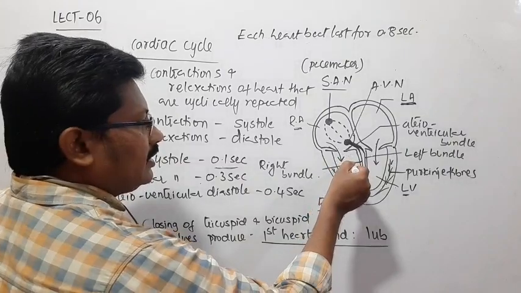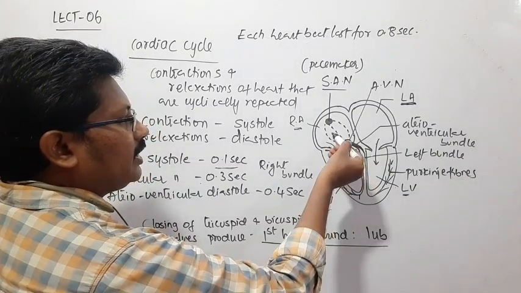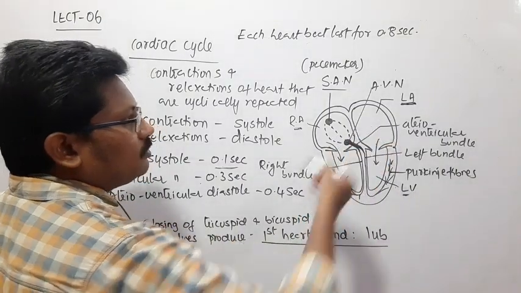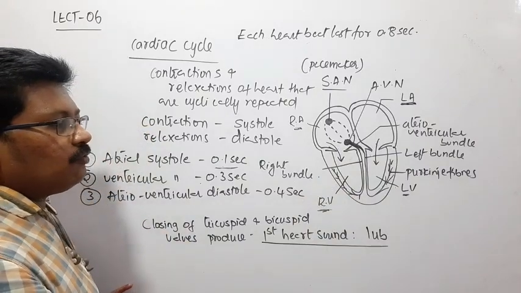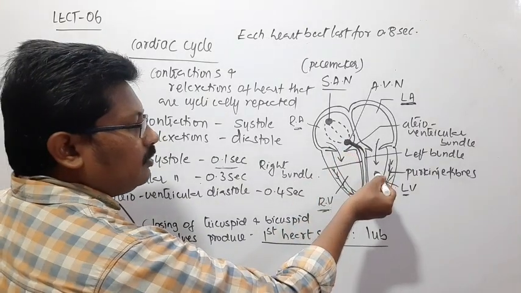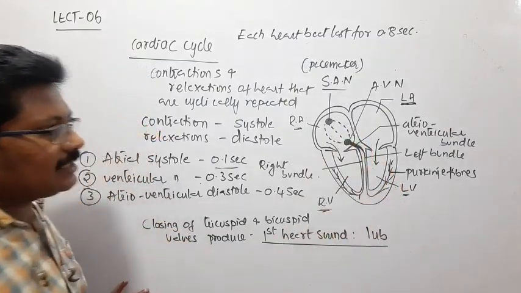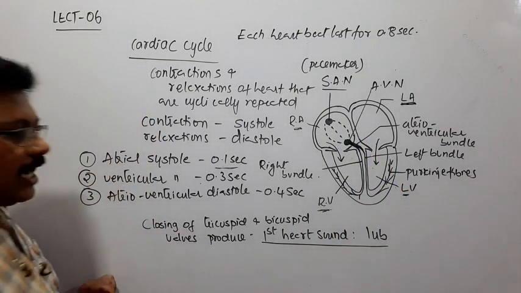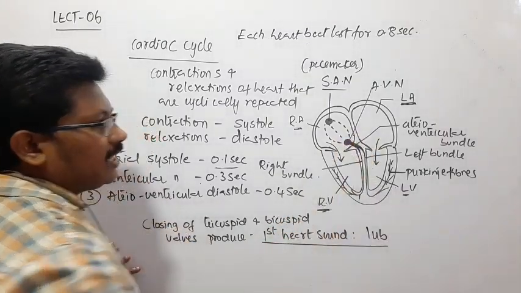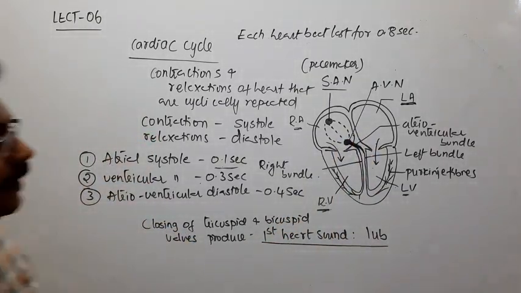Now the blood, as it cannot pass back into the respective auricles, has only one way that we know. From the left ventricle the aorta arises, and from the right ventricle we have the pulmonary artery.